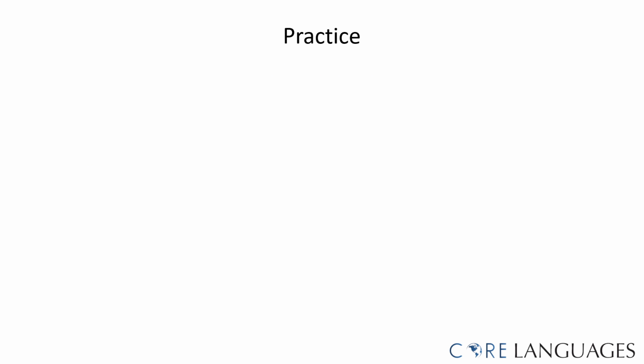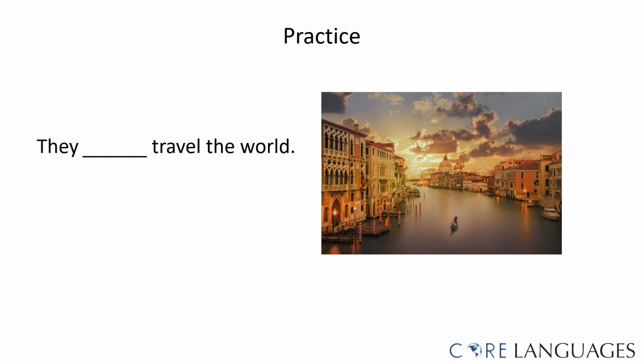Look at this sentence and try to choose the correct verb construction. They used to travel the world, or they use travel the world. Excellent. They used to travel the world. This sentence expresses that traveling the world was a repeated action in the past.